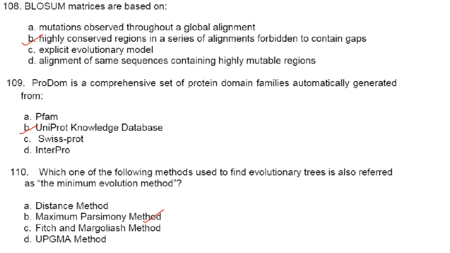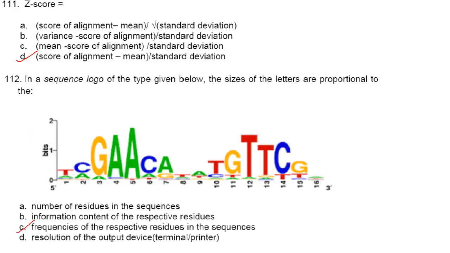Which one of the following methods used to find evolutionary trees is also referred to as minimum evolution method? So minimum evolution is a distance method employed in phylogenetic modeling. It shares with maximum parsimony that the tree with the smallest sum of branch length estimate is most likely to be a true one. So which one of the following methods used to find evolutionary trees is also referred to as the minimum evolution method? It is maximum parsimony method. Answer is option B.